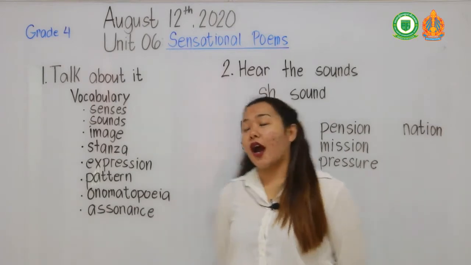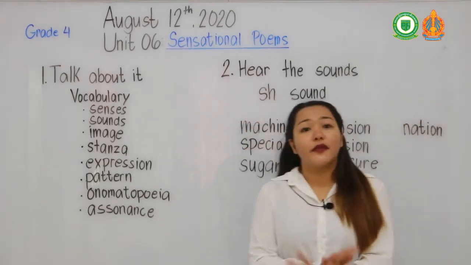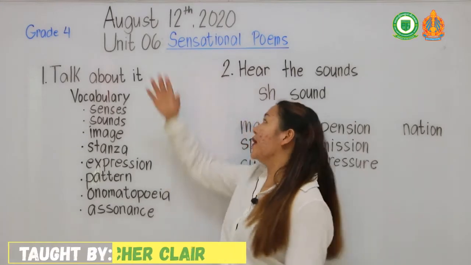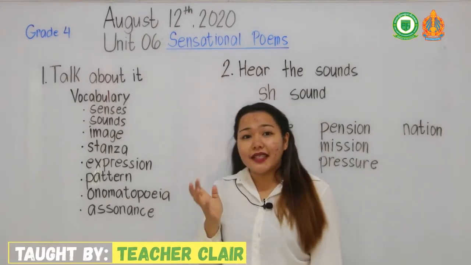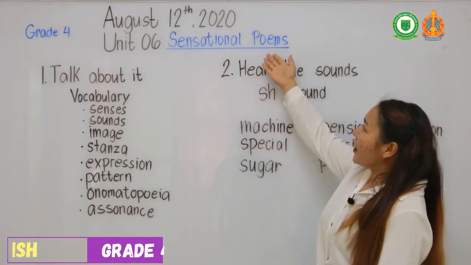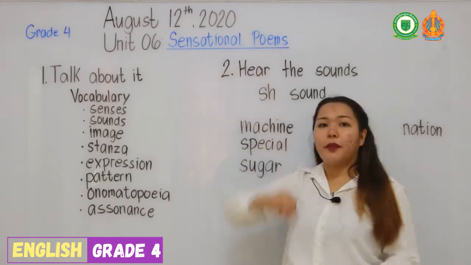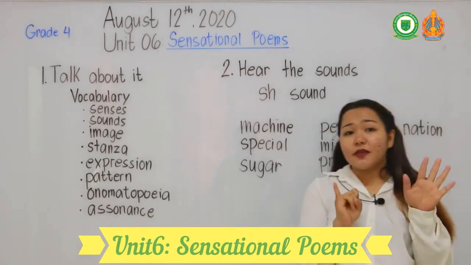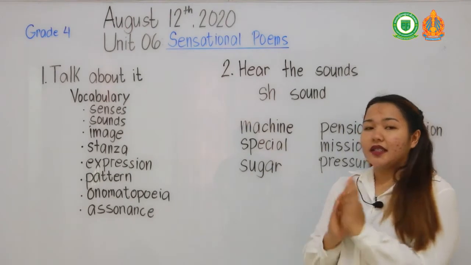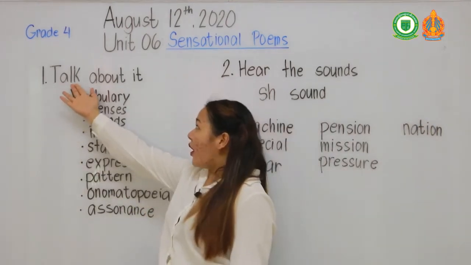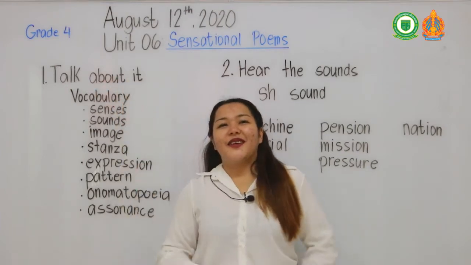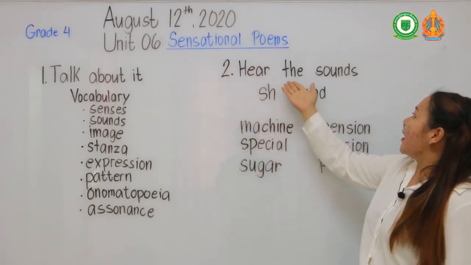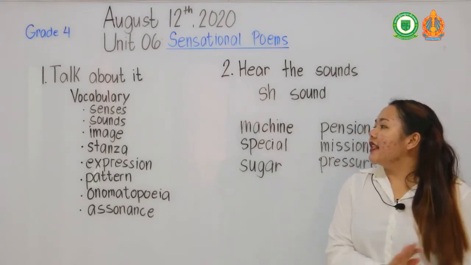Alright, so let's move on with our very first topic for this term. We are going to continue from where you ended last time. So we are already on Unit 6 of your English book, and the main topic for Unit 6 is sensational poems. Again, let's say that again. Sensational poems. Alright, and there are 6 parts, and we are going to discuss 2 of them, which are number 1, talk about it. So you can say it, talk about it. Okay, and we have number 2, hear the sounds. Okay, all right, so let's move on.